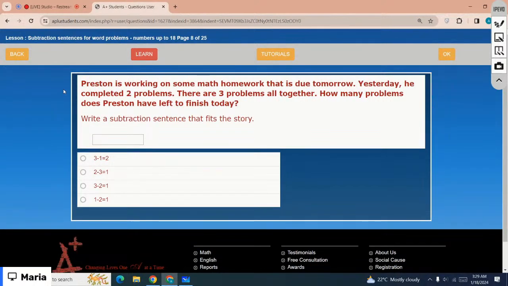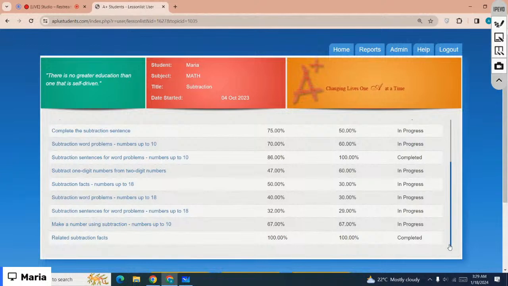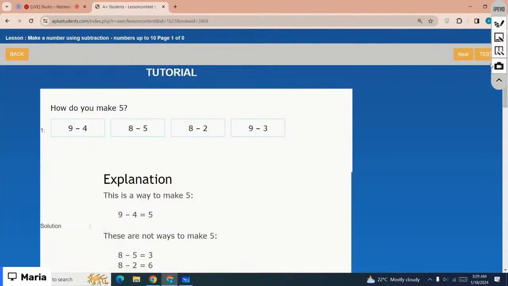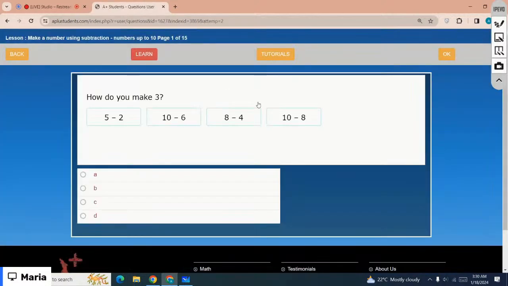Let me just move on to the next lesson, and the next lesson is make a number using subtraction, numbers up to 10. So you are given the options. You have to make a number. You have to check which is the correct one, right? The first one is how do you make 3? We are given 4 options. Which option is the correct one?